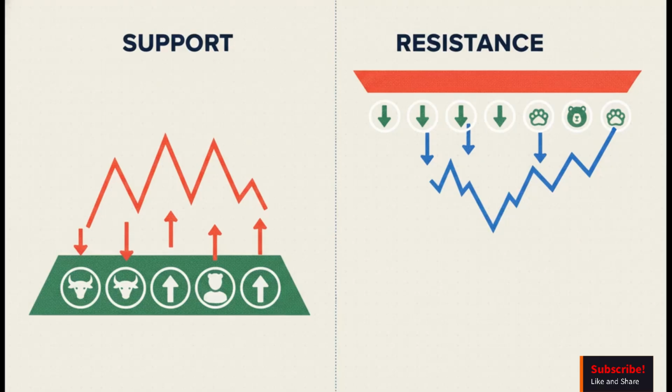So to put it simply, support is the floor, a demand zone where buyers are in control. Resistance is the ceiling, a supply zone where sellers are calling the shots. They're just two sides of the very same coin, showing us that constant push and pull in the market.